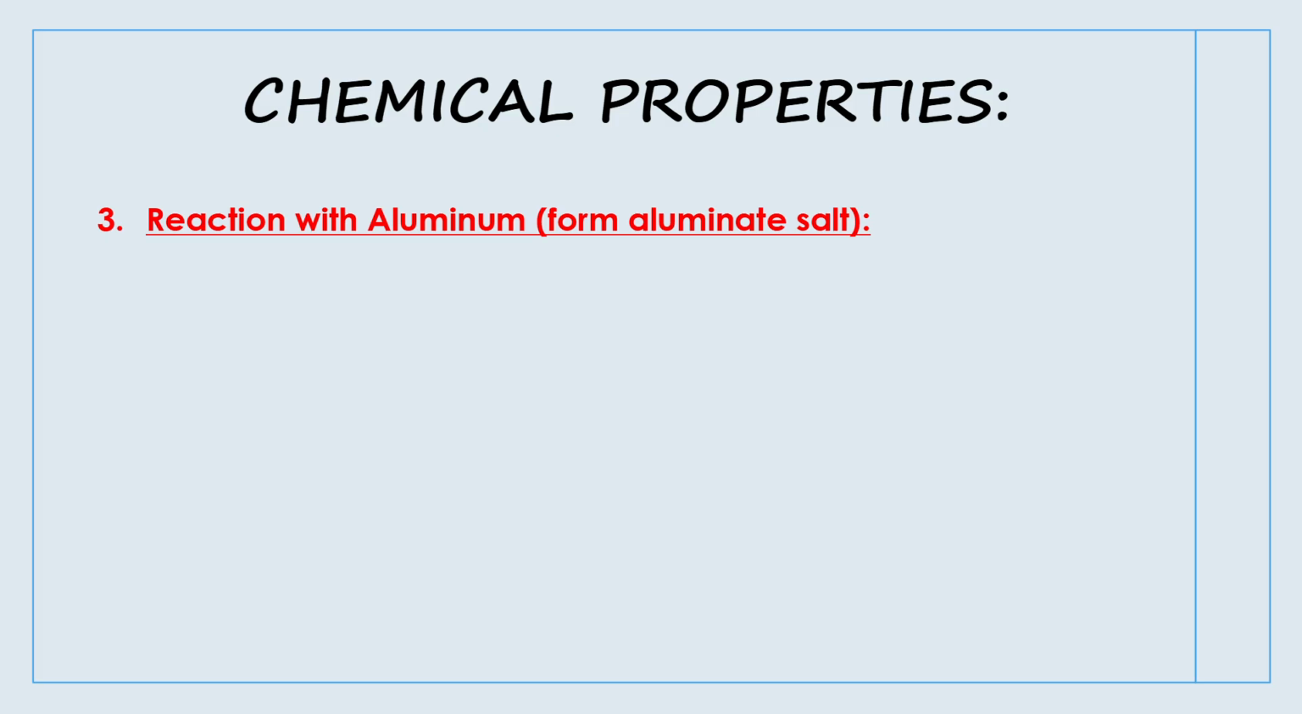Reaction with aluminium. When sodium hydroxide, also known as the caustic soda, reacts with the aluminium metal, it will form the aluminate salt. In this equation, you can see that this reaction is taking place in the aqueous medium in the presence of water. The sodium hydroxide reaction with aluminium in the presence of water gives the sodium aluminate salt along with the production of the hydrogen gas.